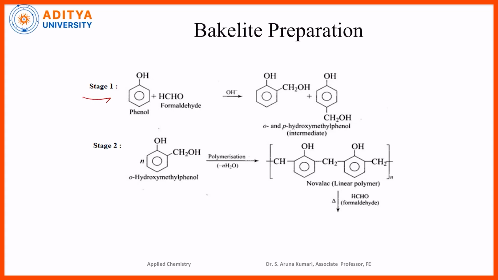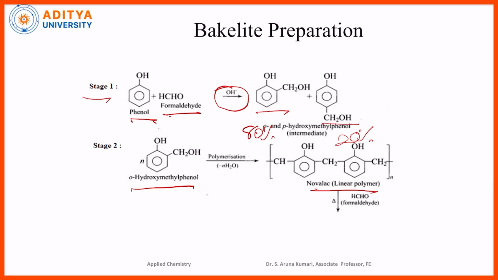So, coming to stage 1, you can see that phenol is one monomer, formaldehyde is another monomer which reacts in presence of an alkali giving ortho-hydroxymethylphenol or para-hydroxymethylphenol. So, we can see that in this chemical reaction 80% we see the formation of ortho-hydroxymethylphenol, whereas 20% is para-hydroxymethylphenol. So, mostly ortho-hydroxymethylphenol will undergo the next stage of reaction. In this, we see that this ortho-hydroxymethylphenol will change into a linear polymer which is known as Novolac.